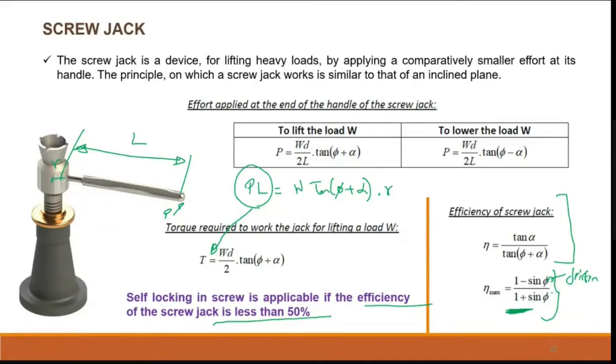Here L is the length of the rod. That is different. Only based on the efficiency will you identify whether it is self-locking or not.